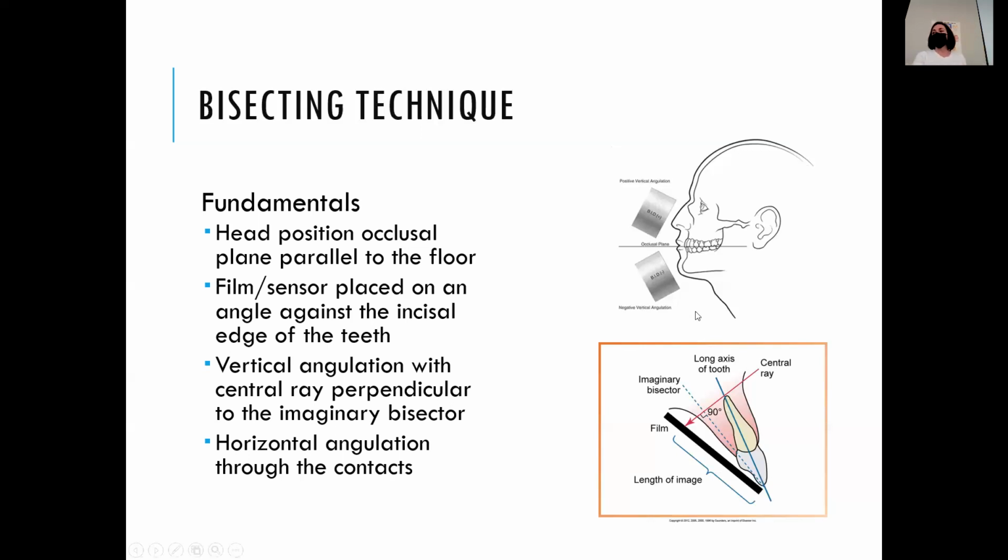So you can see how it's demonstrated here. Typically, this is your film, and there would be more space there, right? This is where the bite block would come off, and the incisal edge would be over here more, so that the film and the long axis would be parallel. But here it's coming in real close to the end of the film. The vertical angulation with the central ray is perpendicular to your imaginary bisector, and the horizontal angulation is through the contacts. So that'll vary depending on how you get through the contact.